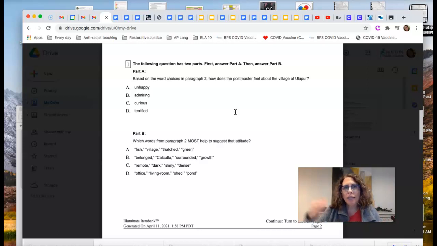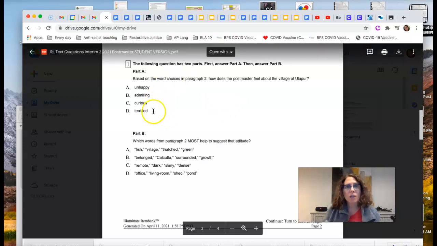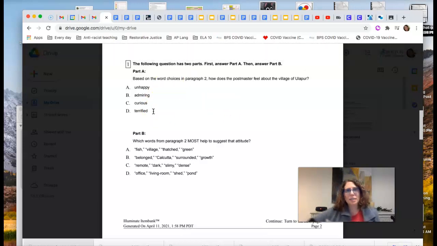So right away, I see a pattern. I can split the answer choices into 2 different sides. Usually I can split 2 for positive, 2 for negative. And as it happens, I can do that here by putting unhappy and terrified, A and D, kind of go together because they're negative, and then admiring and curious follow the other side, the positive. So that's actually a good thing because I go back to paragraph 2.